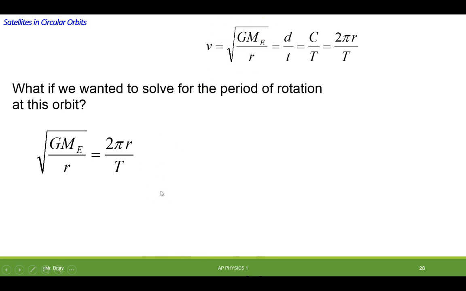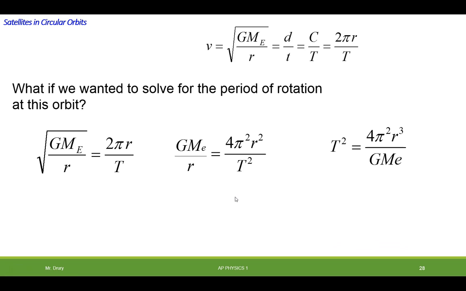And let's try to get rid of that square root. So I squared both sides, and I got rid of the square root on this side, and now the 2 becomes a 4, the pi becomes pi squared, r becomes r squared, and period becomes period squared. Now what I'm going to do is try to combine terms, like for example these r's here and here, and so I'm just going to rearrange it a little bit. Here's how I rearranged it: I brought the period squared on the top, the G M e on the bottom, and I moved this r up there. So now I have an expression for period squared.